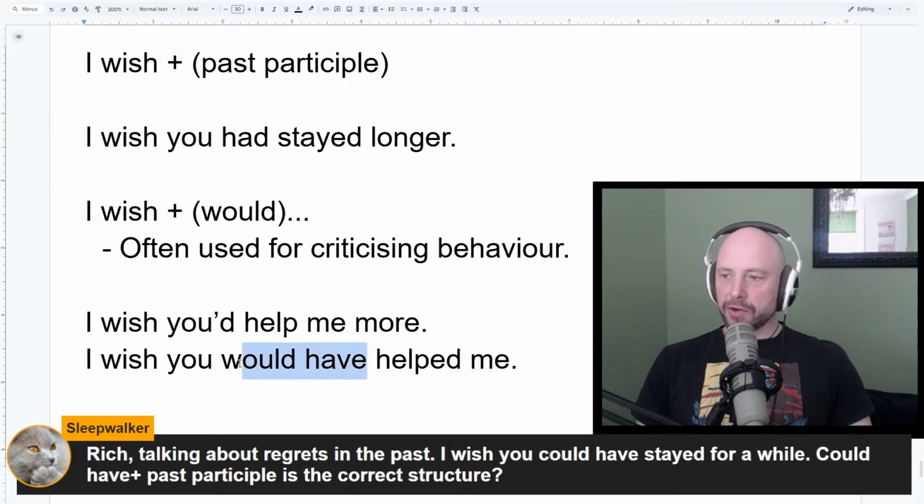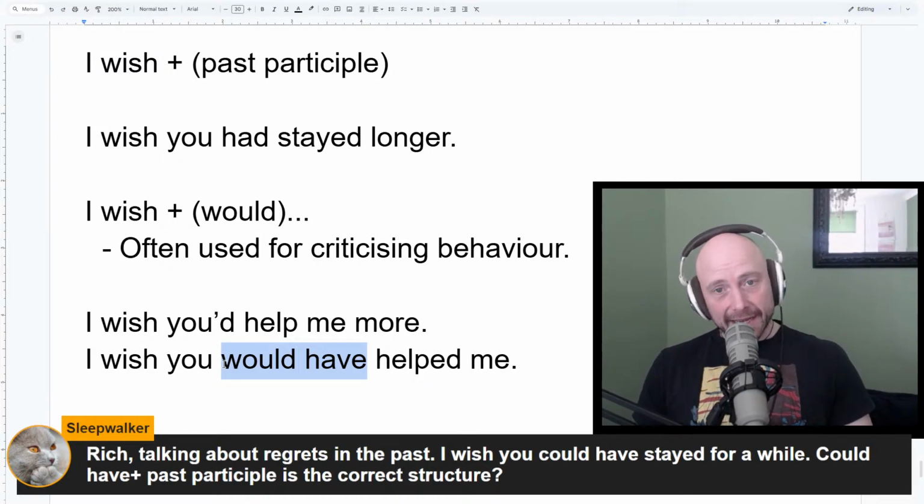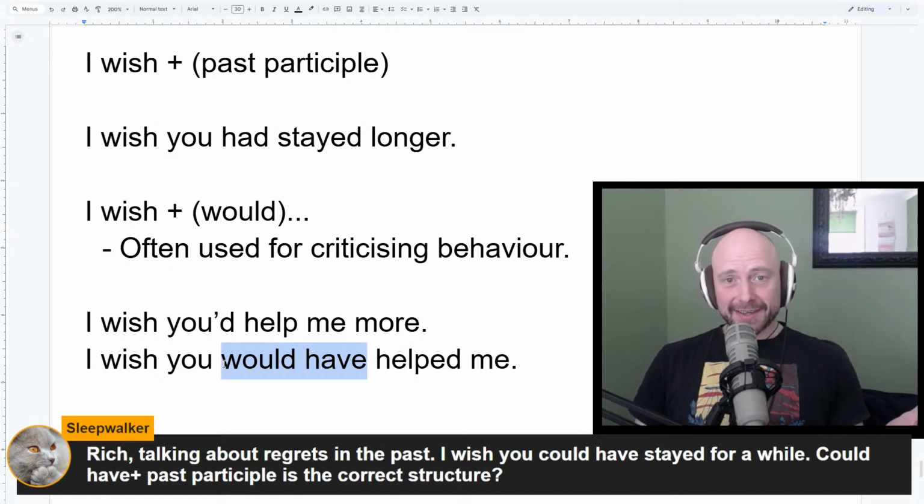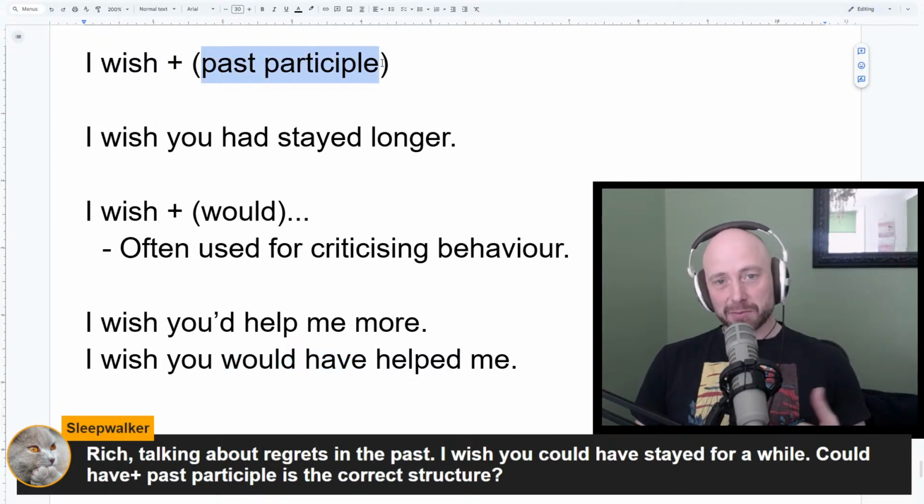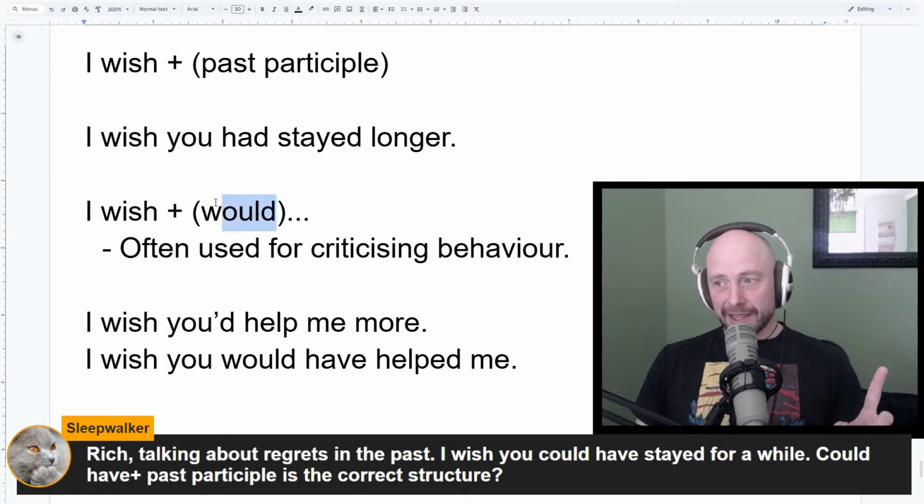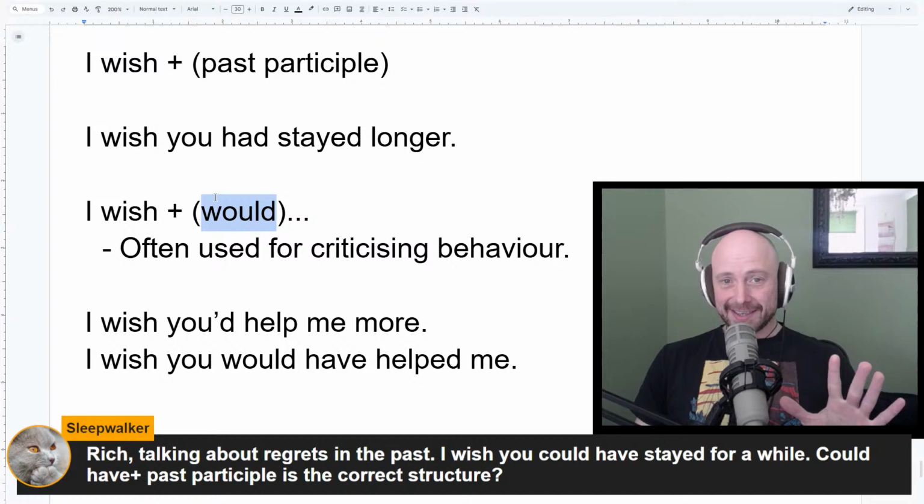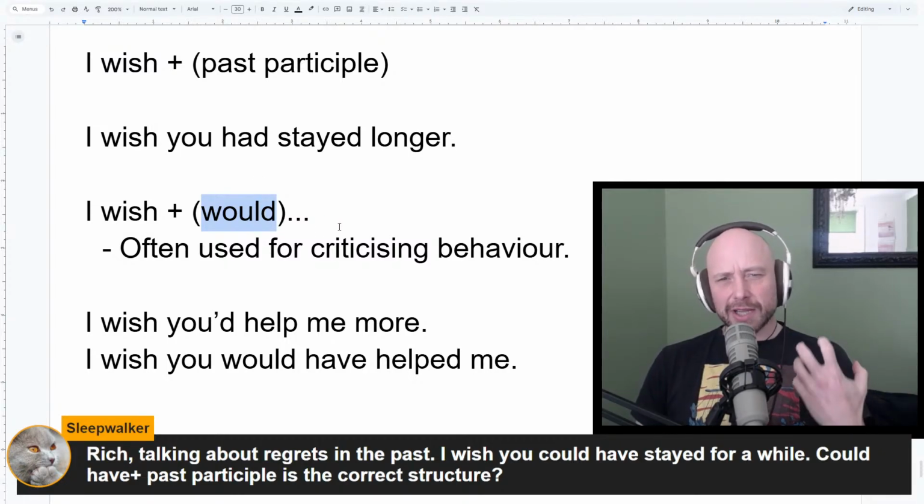And this is closer to what you're saying, because you're saying could, but could is like would be able to. So yours is like, I wish you would have been able to help me, or I wish you would have been able to stay longer, which is fine and sounds perfectly okay. But just bear in mind, it's slightly different than the usual form, which is I wish plus past participle. And also that normally when we use I wish plus would, then we're criticizing behavior. Not always. Like I wish it would stop raining. Okay, it's fine as well. But it contains that emotional agitation.